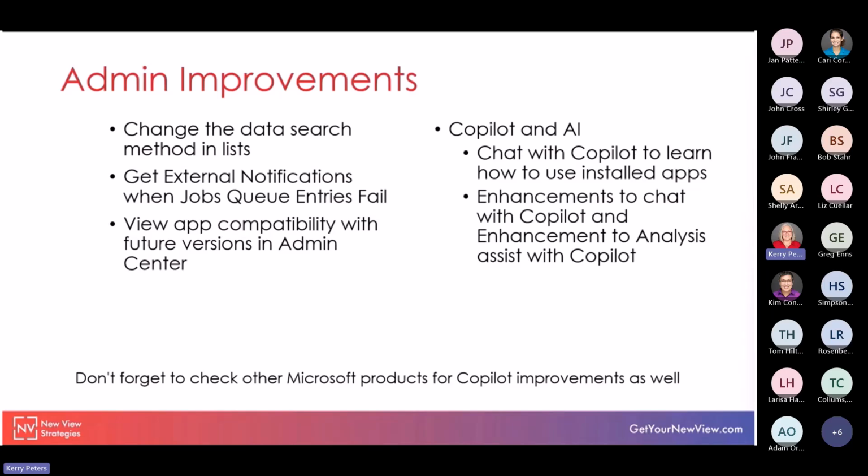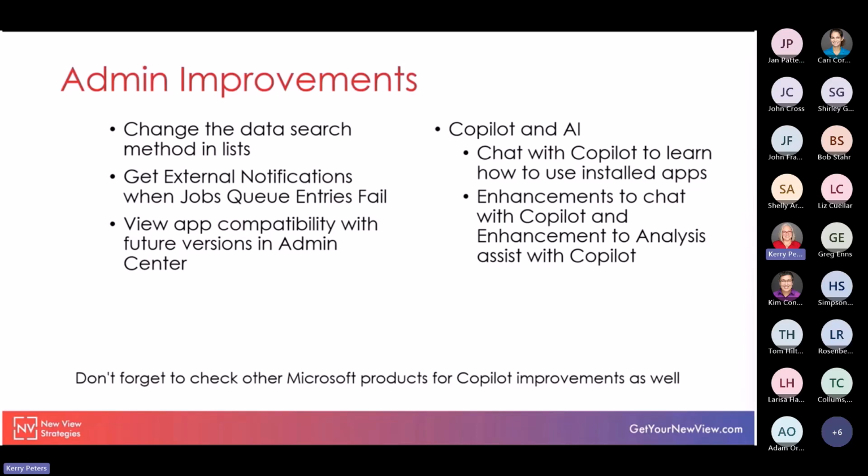Also, Copilot and AI, there were quite a few improvements listed under Copilot and AI. A couple of them that are just kind of cool that I want to call out. The chat with Copilot to learn how to use installed apps. That's pretty cool. That way you can get help with their apps right inside of Business Central rather than have to go to the website, so that's pretty nice. Enhancements to chat with Copilot and the analysis assist with Copilot. Those things I think they're going to continue to improve upon with each release, so I think that's just going to be a bullet point and something to look for in each release.